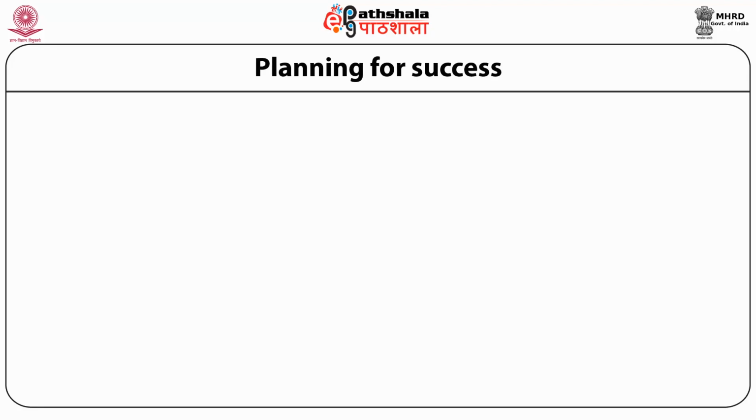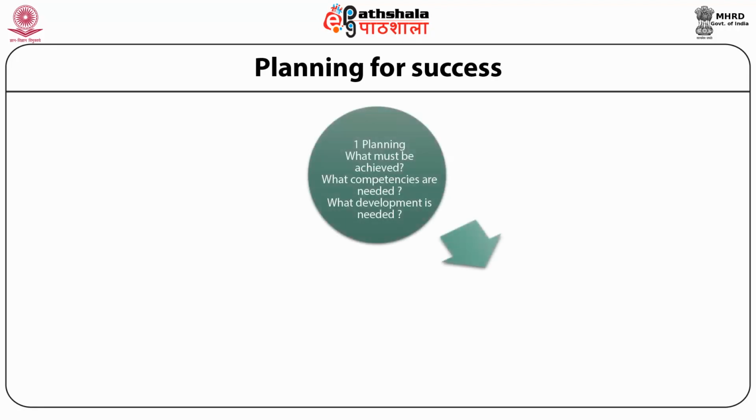Planning for success for a person: first of all, he should plan what he can achieve, what the standard of quality of his product output will be, what competencies are needed, and how development can be done so that he can achieve that particular objective quite easily. So these are the planning stages one should have.